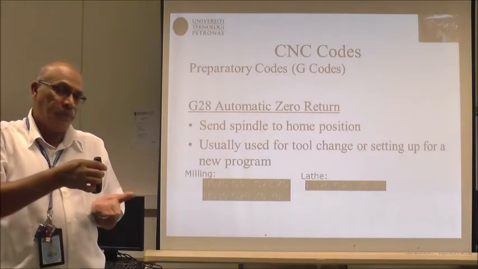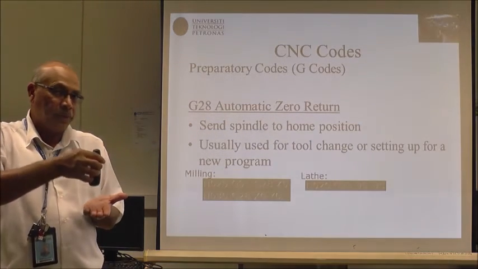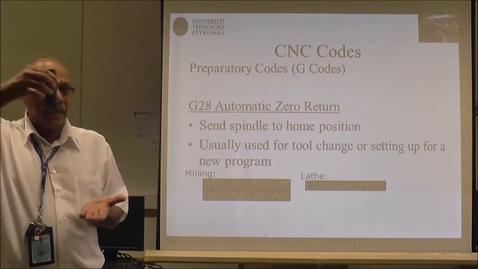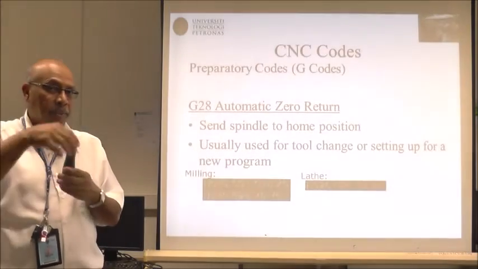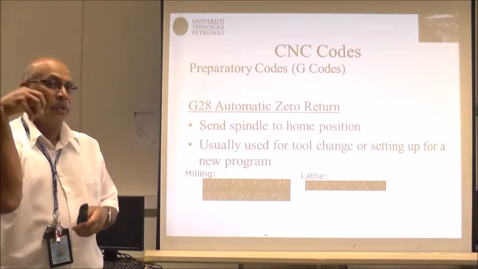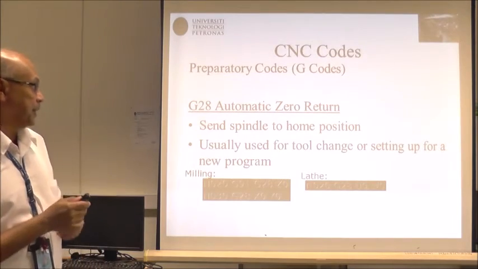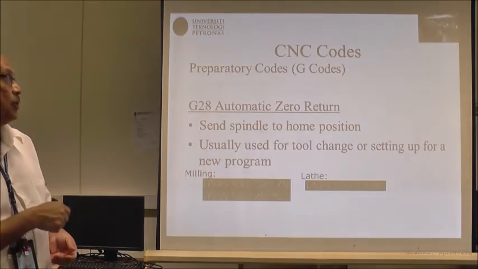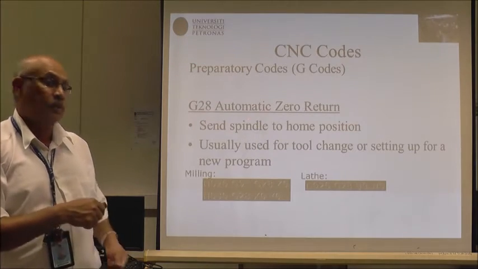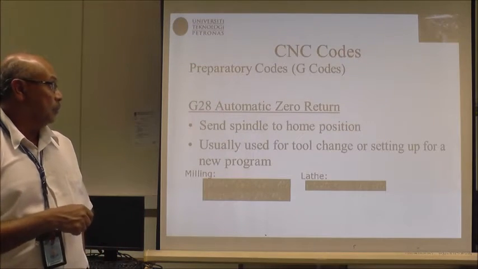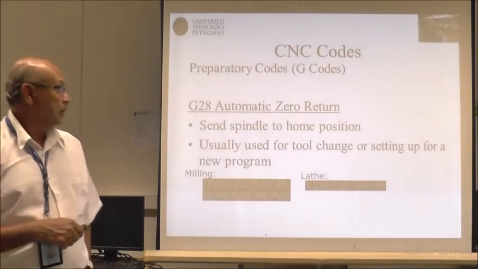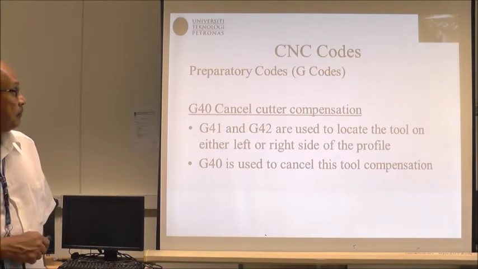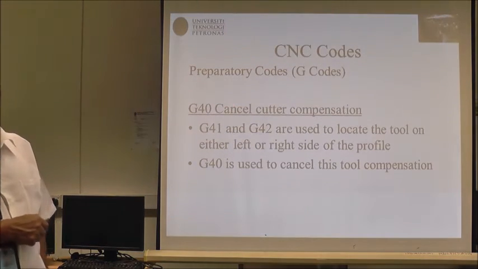So it will return from wherever you stop the machine, it will return in Z, X and Y to the home position. Same like a robotic arm, it will return to a very safe home position. So it's good practice to use G28 to ensure the machine returns to automatic zero return point. Okay, next slide. And G40 is very interesting.